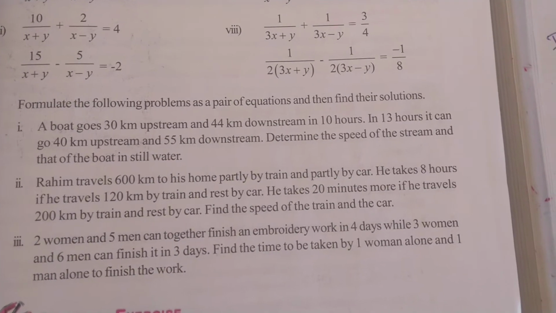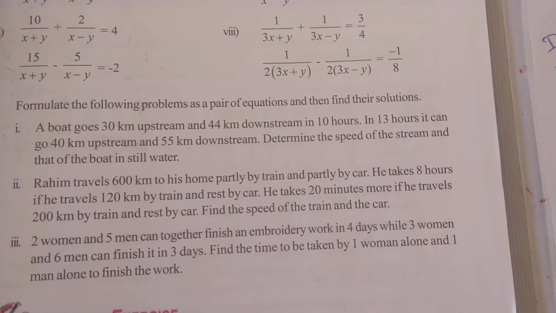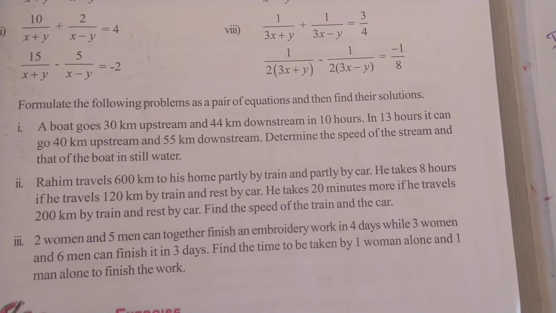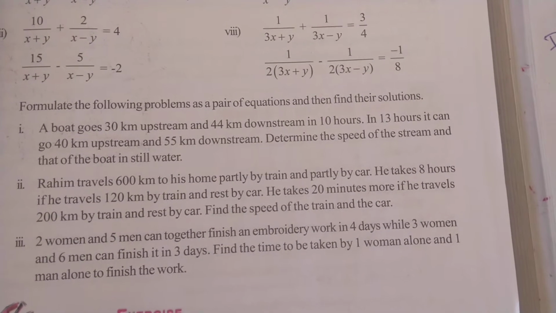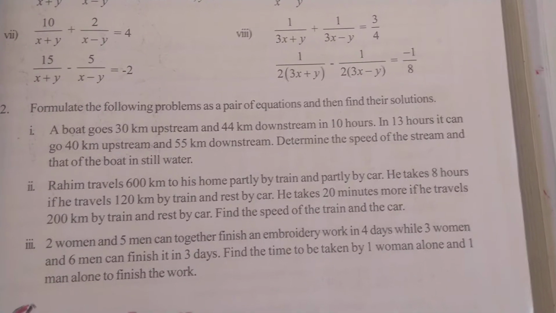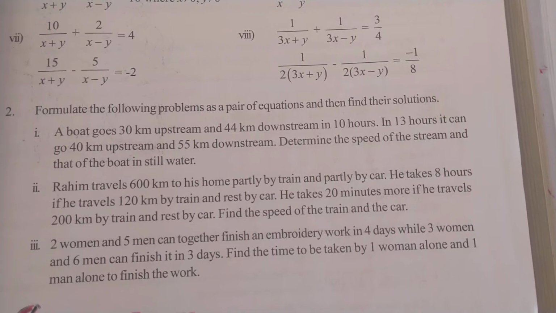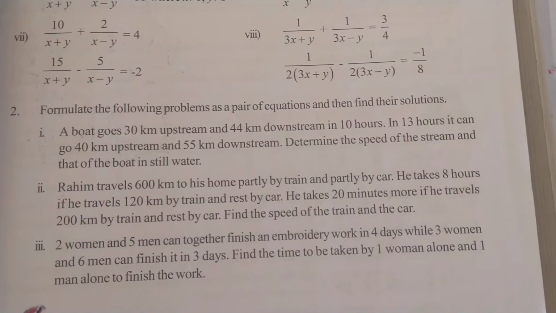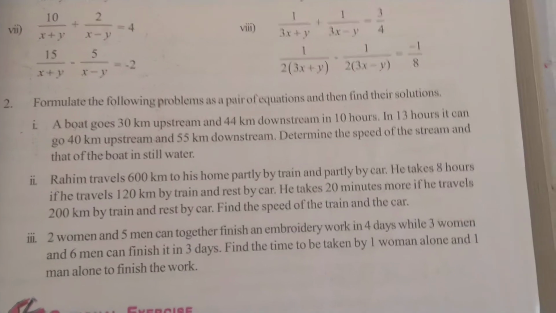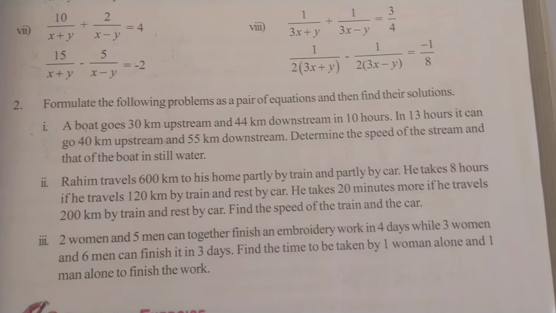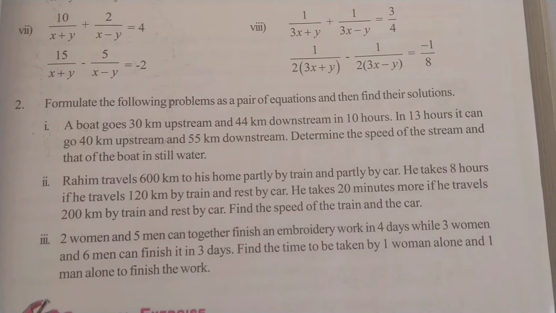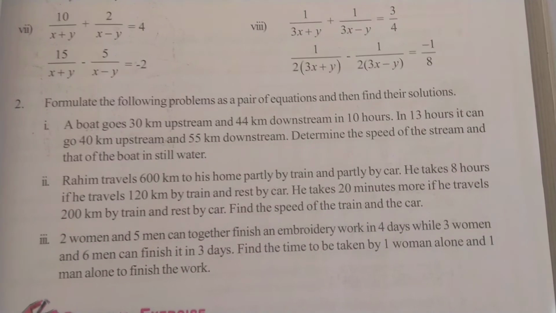A boat goes 30 kilometer upstream and 44 kilometer downstream in 10 hours. First understand what is meant by upstream. Upstream is when the direction of the flow of stream is opposite to the direction of motion of the boat. The boat is rowed against the direction of water. Downstream means the boat is rowed in the same direction in which water is also moving.